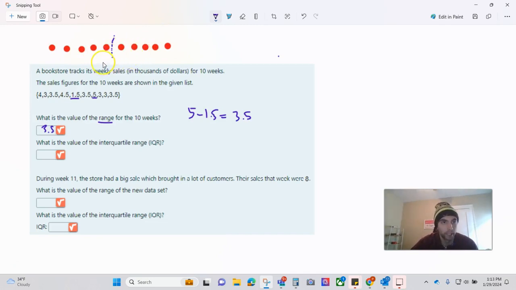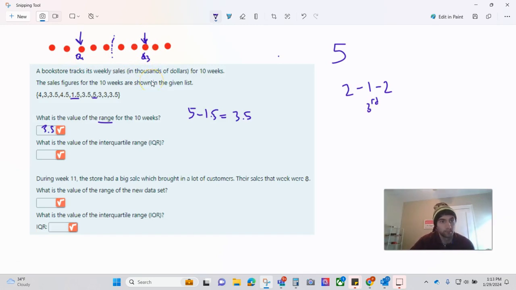But we are not done. Now I have to find the middle of my lower half and the middle of my upper half. If I have 5 numbers, what is going to be the middle of 5? 2 on one side, 1 in the middle, 2 on the other side. So the middle would be the third number. This is Q1. The middle of the upper half is Q3.